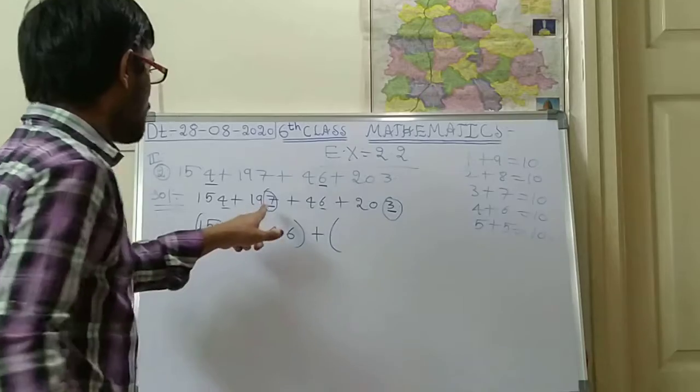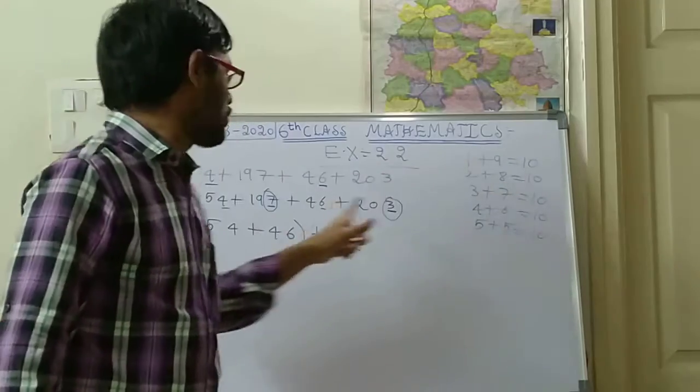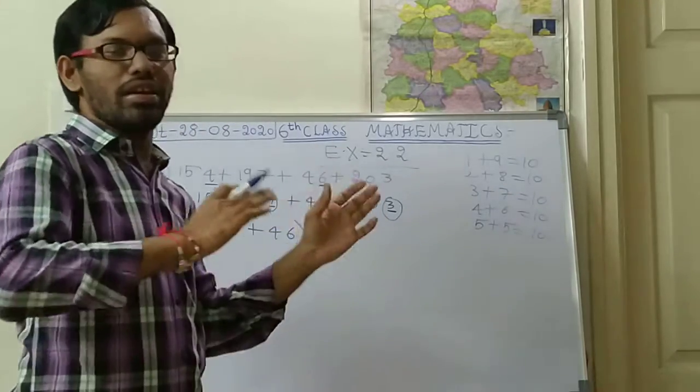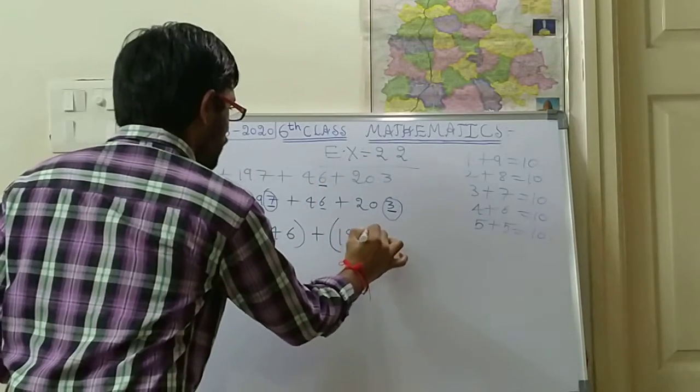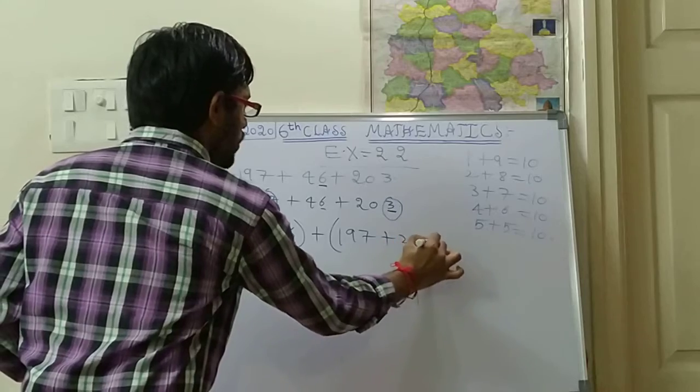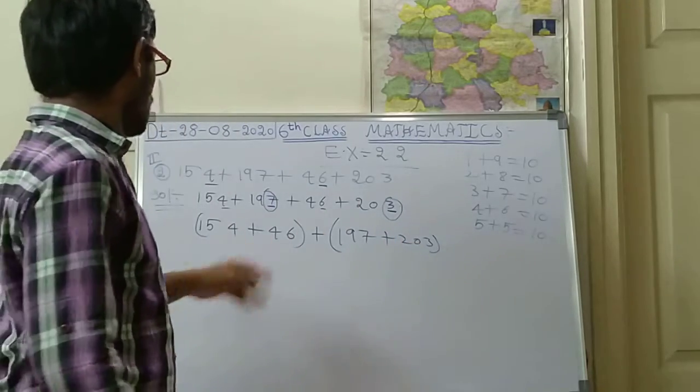Here 3 is a. That means 7 plus 3 is also 10 only. So if we add these 2, maybe tens, hundreds, thousands will come. So you should take 197 plus 203. Okay, so like this. Next step.